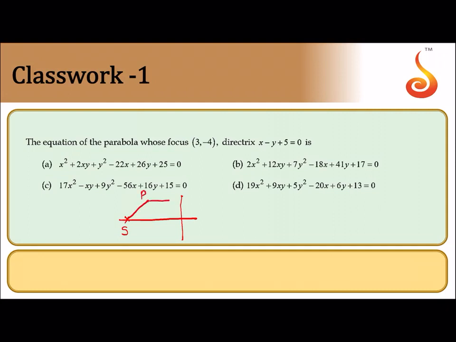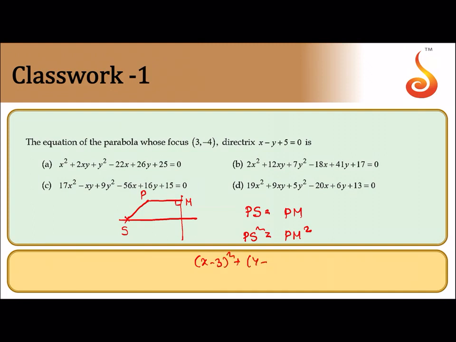I'll write once again. This is the fixed point. This is the moving point. And this is the fixed line, the directrix. So PS is equal to PM, or PS square is equal to PM square.